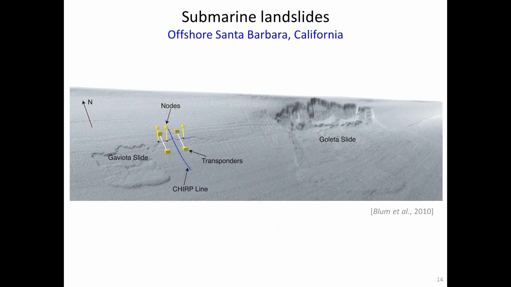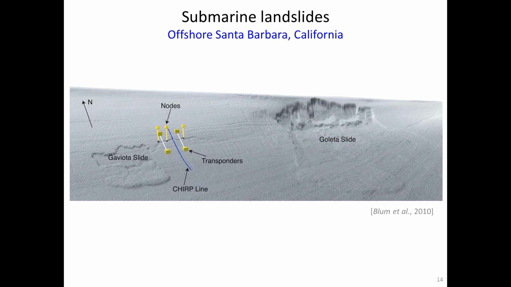So these are some examples of actual submarine landslides observed on the west coast of the United States, offshore Santa Barbara, California. What you see on the left side is the Goleta slide, and maybe you can say that this is kind of a rotational landslide. So you can see that the thickness of the slide is not really uniform.